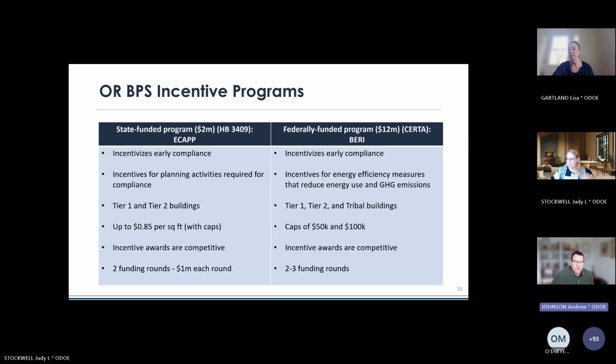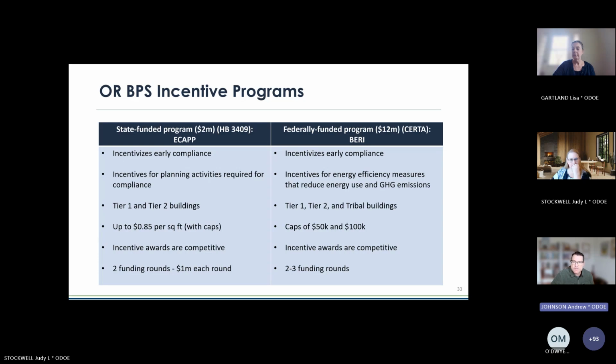So ECAP incentivizes early compliance, offers incentives for planning activities required for compliance. Tier 1 and Tier 2 buildings are eligible. The incentive is up to 85 cents per square foot with caps. Incentive awards are competitive, and we plan 2 funding rounds, $1 million in each round.